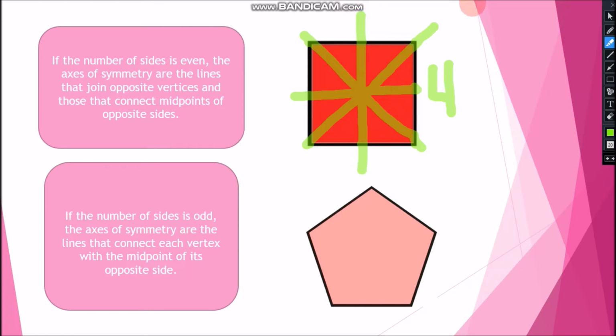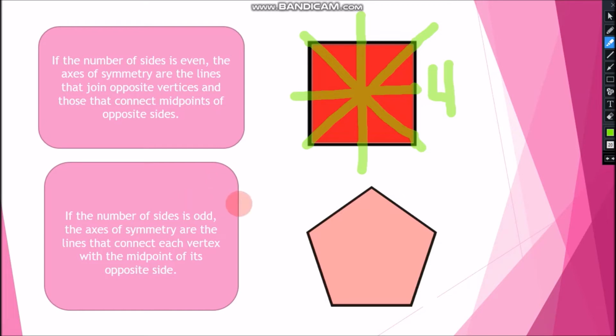Perfect. I have 1, 2, 3 and 4 axes of symmetry. Tengo 4 ejes de simetría y se sigue cumpliendo esa pequeña pista que les he dado, que el eje de simetría es igual al número de lados de la figura. Tengo 4 lados, entonces por tanto tengo 4 ejes de simetría.